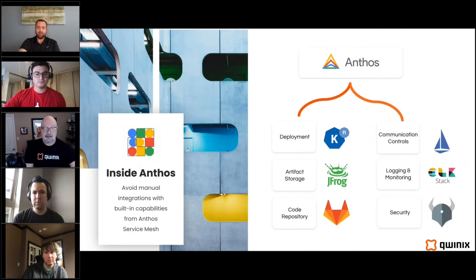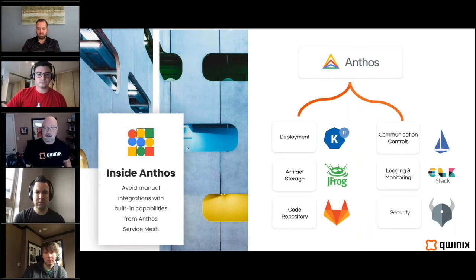So looking at what Anthos is, as John was talking about, it's made up of a number of different products, and you could look at them as Knative for deployment. JFrog would be kind of an artifact storage. Code repository could be GitLab. You've got Elk for logging and monitoring, and communications control would be Istio. And those are all bundled into this suite of products that make up Anthos.